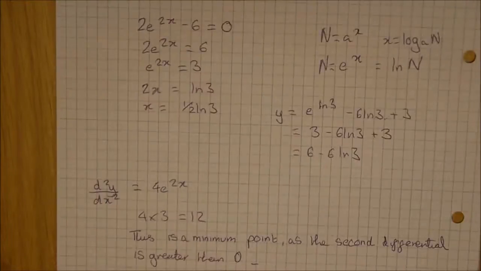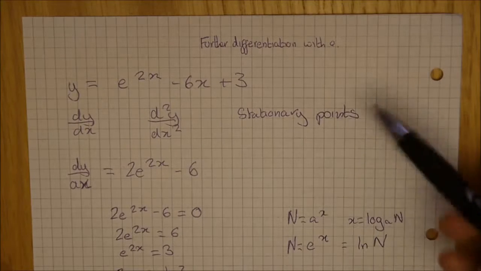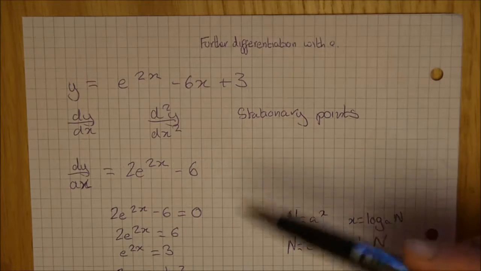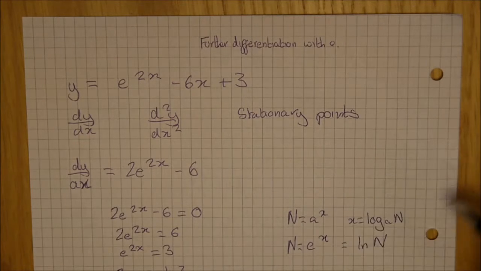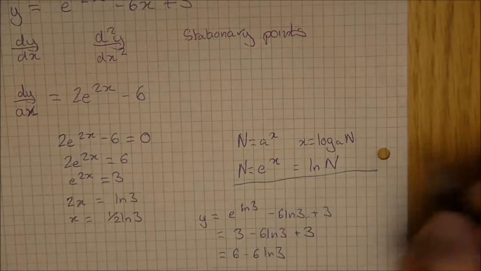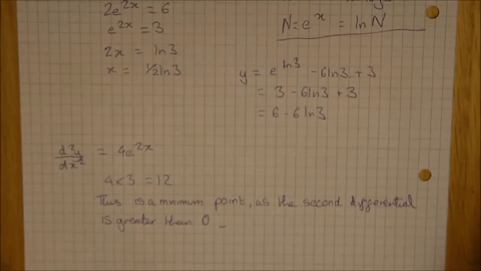Well, I hope that was useful, and if you just want to have a quick look again, we've differentiated following the rules, and then when we get to just e to the 2x equals 3, we've changed it so it's 2x equals ln 3 using the rules of logs as shown here, and then we've substituted it back and found a y coordinate and differentiated it again.